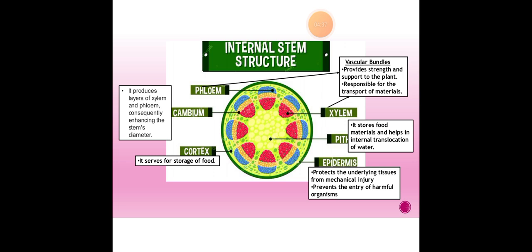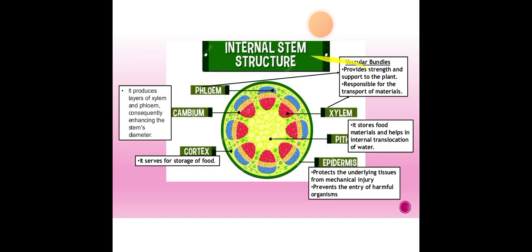They provide strength and support to the plant. This is a function of both of them. They provide strength as well as support to the plant. They're responsible for the transport of materials. Xylem is responsible for the transport of water and minerals, and phloem is responsible for the transportation of food.